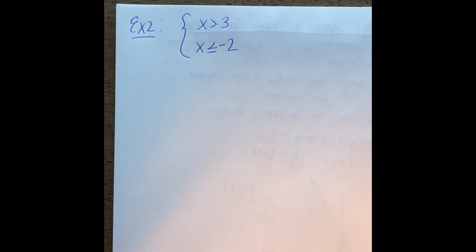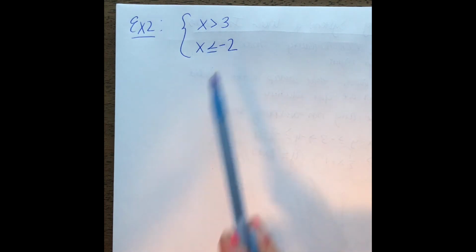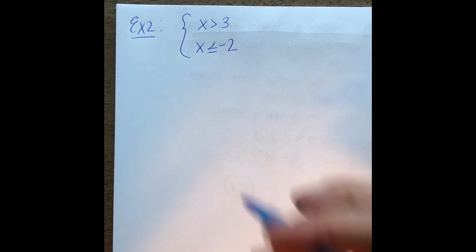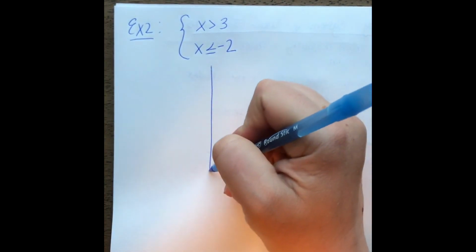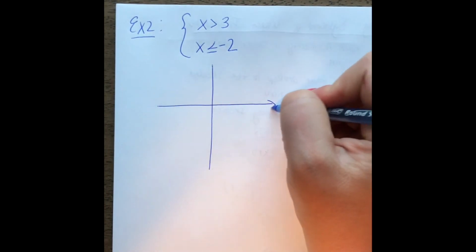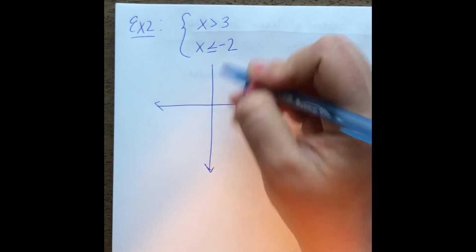We're only going to do 2 examples today, and our last example is the system x is greater than 3 and x is less than or equal to -2. So I'm going to do a makeshift graph paper. I do not have a printer at home.